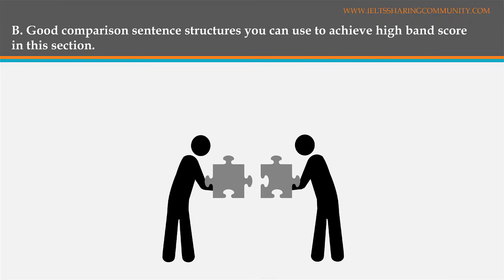In IELTS Writing Task 1, you are asked to make comparisons where relevant. So, these are some good comparison sentence structures you can use to achieve a high band score in this section.